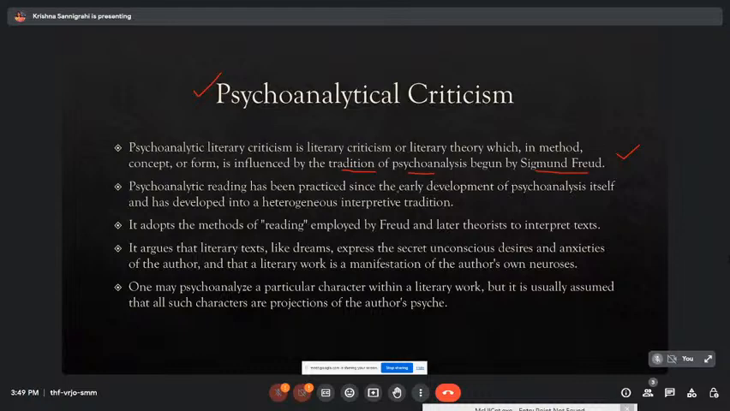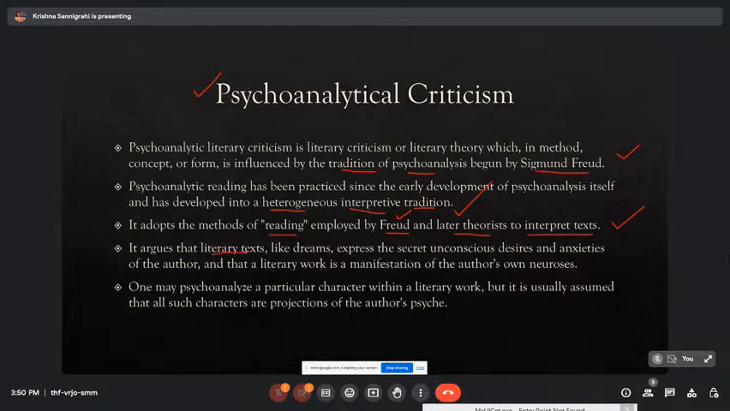So psychoanalytic reading has been practiced since the early development of psychoanalysis itself and has developed into a heterogeneous interpretive tradition. So what is the current position? It is heterogeneous, which means there are different layers to it. It is not homogeneous, that is, it is not only of one color. There are different colors, different shades to it. So these are the qualities which have come into the idea of psychoanalysis. It adopts the methods of reading employed by Freud and later theorists to interpret texts. We have already got that the origin is in Freud. However, there are later theorists also whose ideas have been employed in order to interpret texts in psychoanalytic criticism.